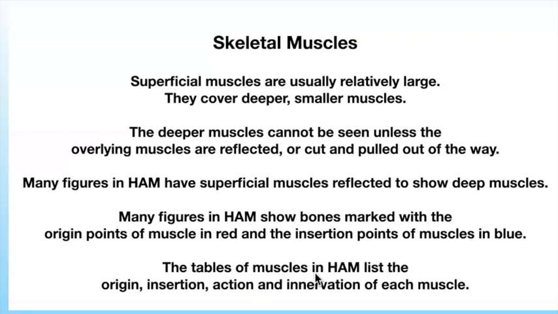Then there are tables of muscles in Martini's that list the origin, insertion, action, and innervation of each muscle. We actually will not discuss the innervation of each muscle, so you don't have to pay attention to that part of the table. The tables are quite large and encyclopedic, but they're very helpful. If you forget the origin, insertion, and action of a muscle, you can quickly look through the tables in Martini's and they will have your answer for you. Martini's is a good anatomy text.